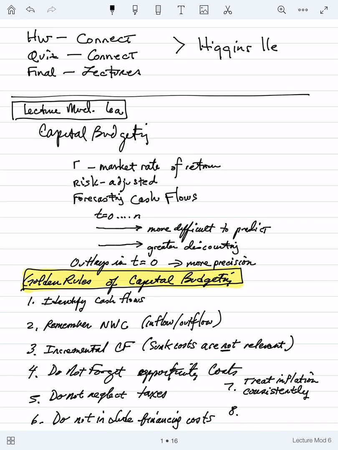And the 8th rule is recognize what we'll call project interactions. That one's a little tricky because a lot of firms have more than one project. So we've got to include some kind of frame that accounts for those possible interactions. So rule number 1, remember, is cash flows.